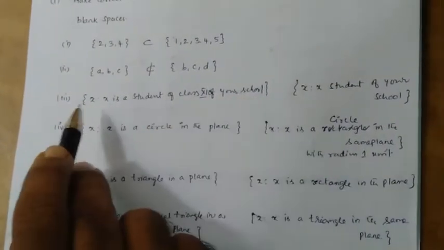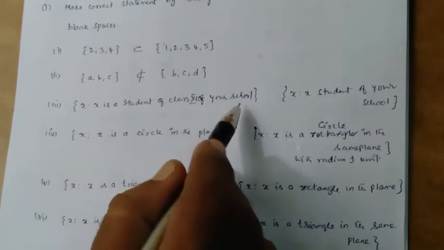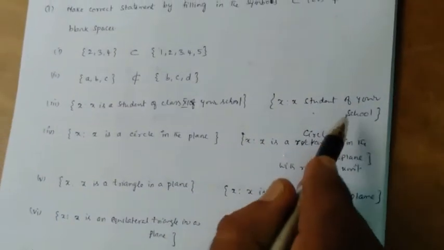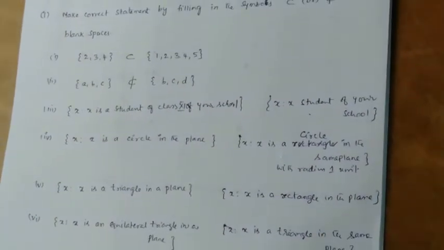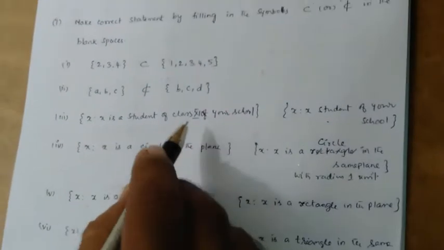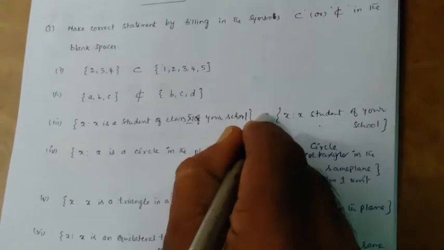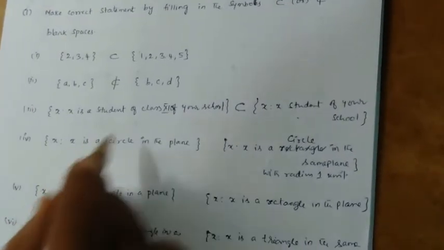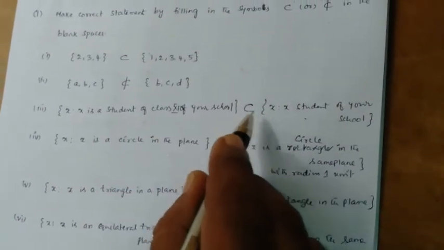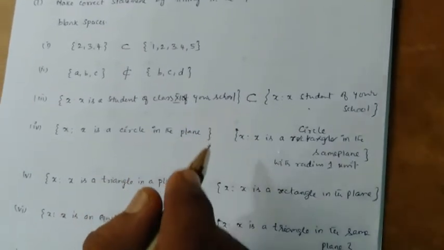Here the problem is given in set builder form. X is a student of class 11th of your school, and X is a student of your school. Your school contains all the classes from LKG to 12th class, so 11th class is also a part of your school. So I can say that the 11th class students of your school are a subset of your whole school. So we put the symbol contained in.